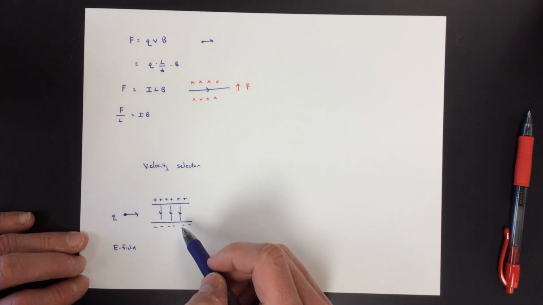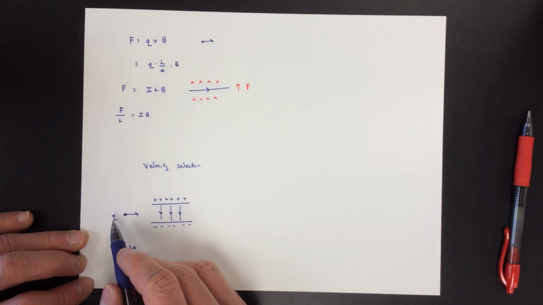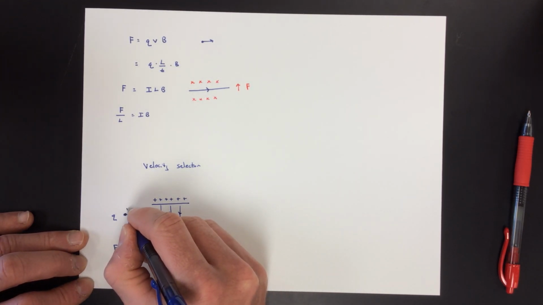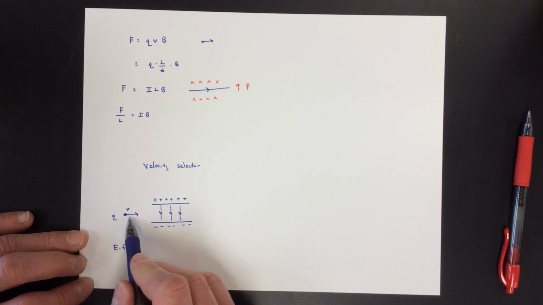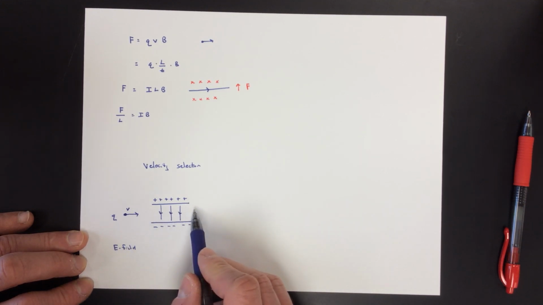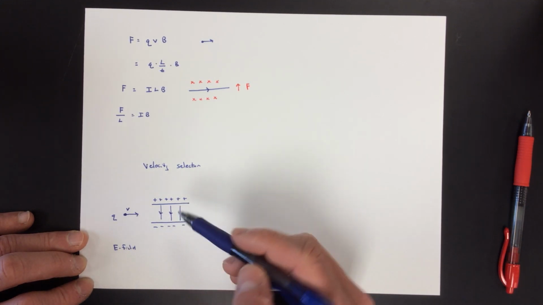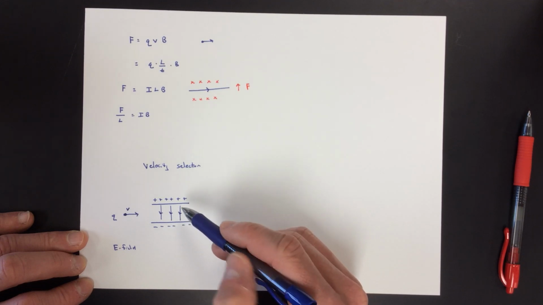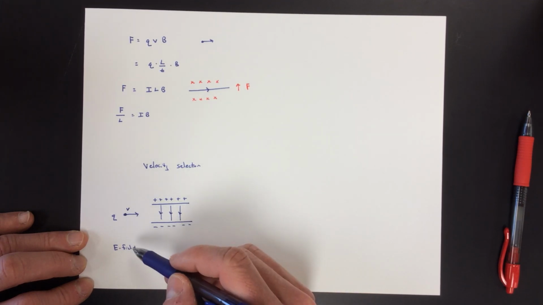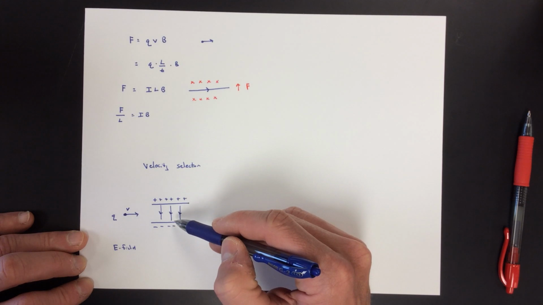But what if we don't want it to go down to the bottom plate? What if we want this charged particle moving at a certain speed v? What if we wanted to just zoom through this thing? Well, then we're going to have some sort of force that balances. Again, the electric force, based on the electric field, is down.